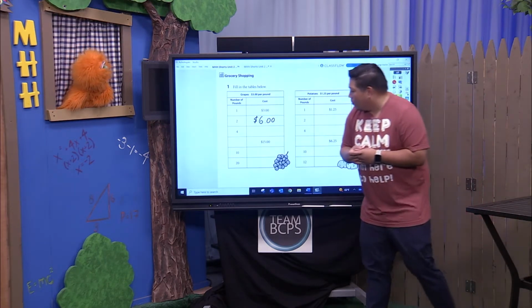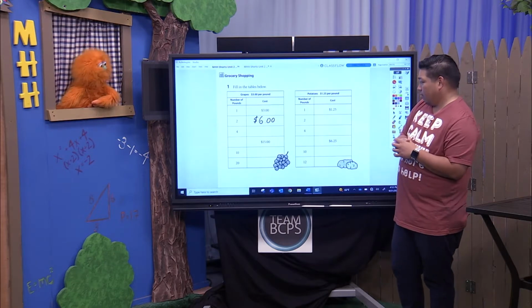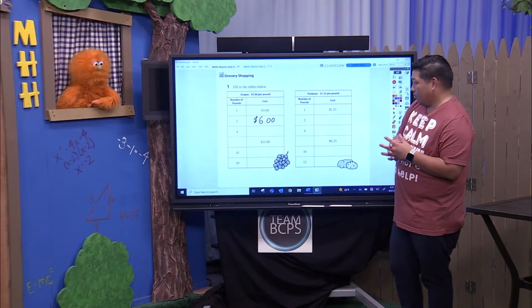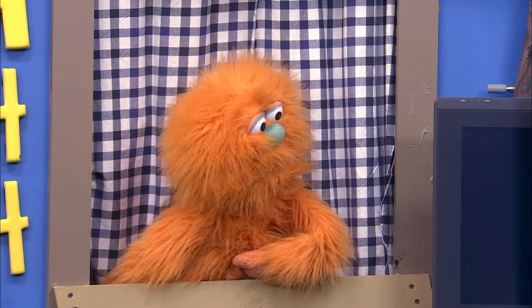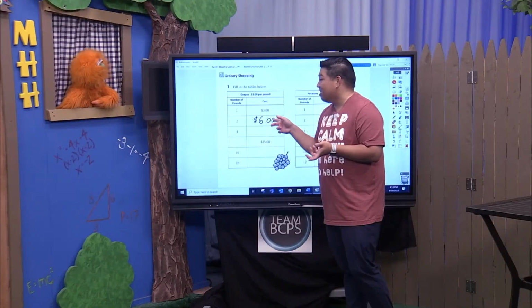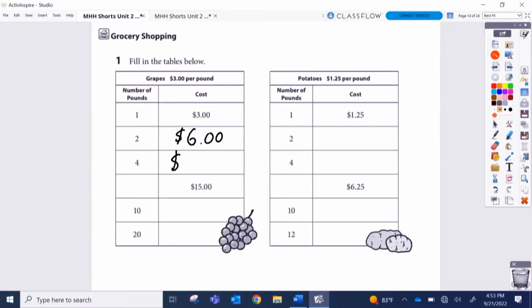So if 2 pounds cost $6, we can use that information to figure out how much 4 pounds are going to cost. If we went to 3, we would add $3 more, but we're going to 4, which again is twice as much. So 4 is twice as much as 2, which means the cost will be twice as much as 6. So 6 plus 6 is 12. $12.